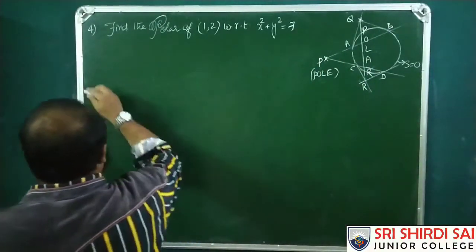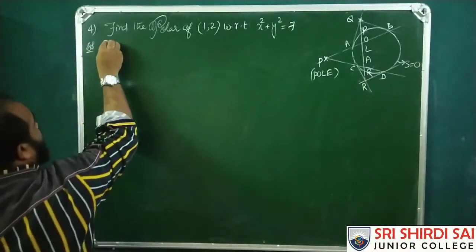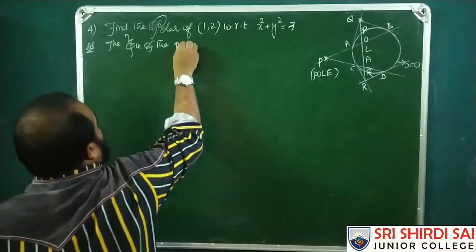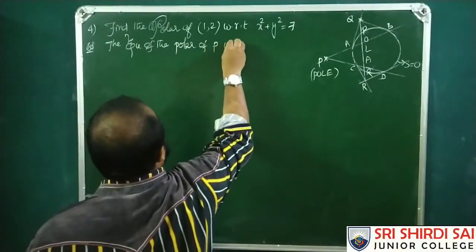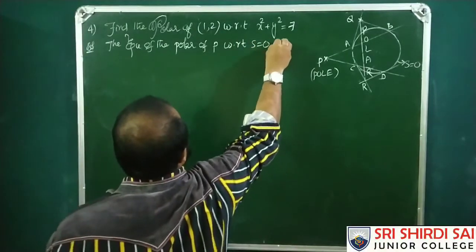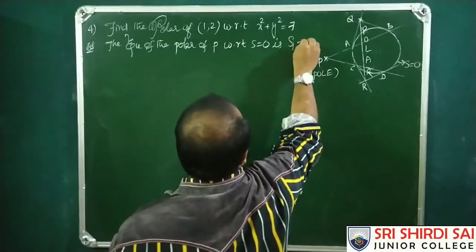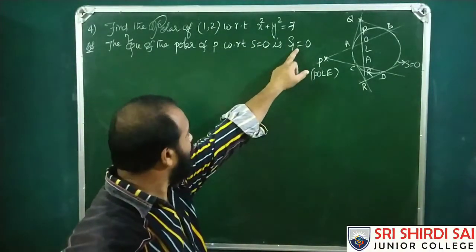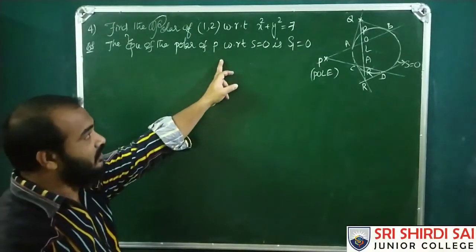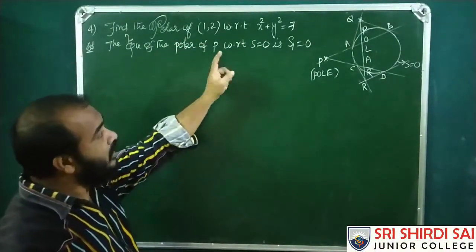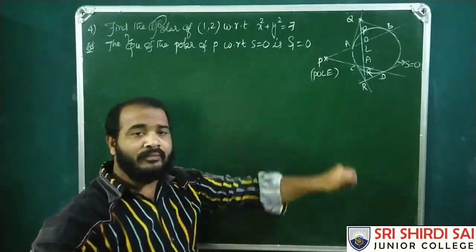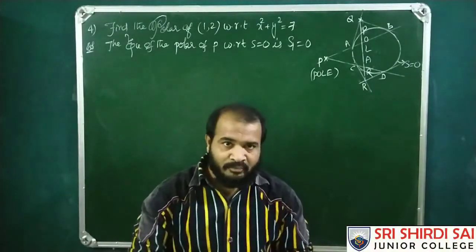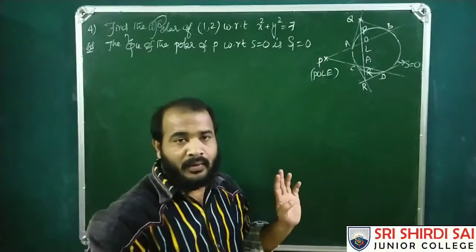So the solution: the equation of the polar of P with respect to circle S equals 0 is again S1 equals 0. The equation of the chord of contact is also S1 equals 0, as in the last third problem we discussed. And before that, in the second exercise also, the equation of the tangent is S1 equals 0. Therefore for the equation of the tangent, the chord of contact and the polar, it is S1 equals 0, but the point is different.